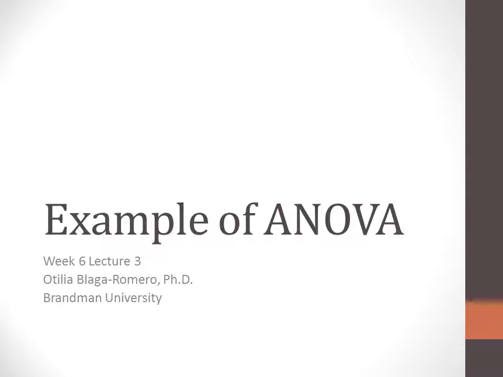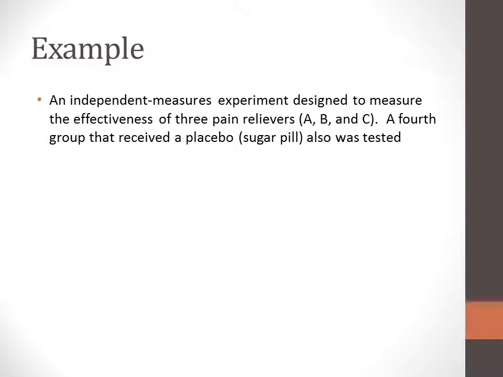Welcome to Week 6, Lecture 3, an example of ANOVA. So we have an independent measure design experiment that was designed to measure the effectiveness of 3 different types of pain reliever. We'll call it pain reliever A, B, and C. A fourth group received a placebo or a sugar pill that was also tested.